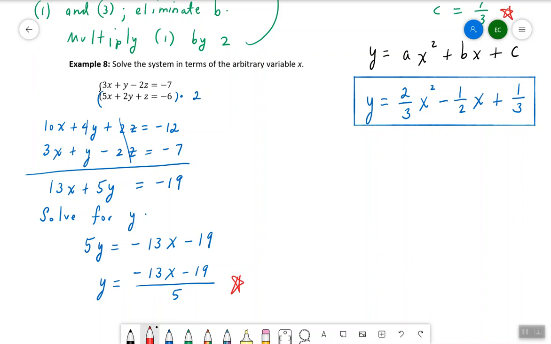So remember, our answer is going to be an ordered triple x, y, z. There are an infinite number of answers. There are an infinite number of ordered triples. And so to describe them, we're going to leave x free to be any real number. And then we want to write y in terms of x, which we just did. And then we want to write z in terms of x, which is what we're going to do right now.